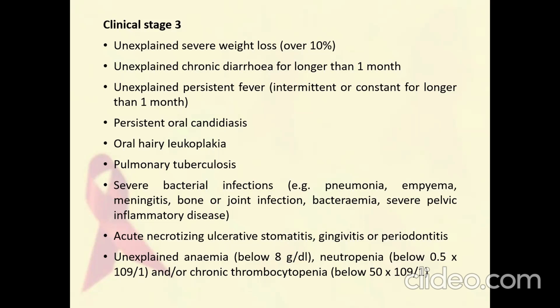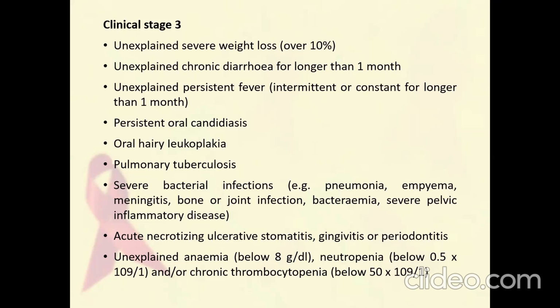Severe bacterial infection, for example pneumonia, empyema, meningitis, bone or joint infection, bacteremia, severe pelvic inflammatory disease, acute necrotizing ulcerative stomatitis, gingivitis or periodontitis, unexplained anemia, that is below 8 gram per dl, neutropenia below 0.5 into 10 raised to 9 per liter, or chronic thrombocytopenia below 50 into 10 raised to 9.